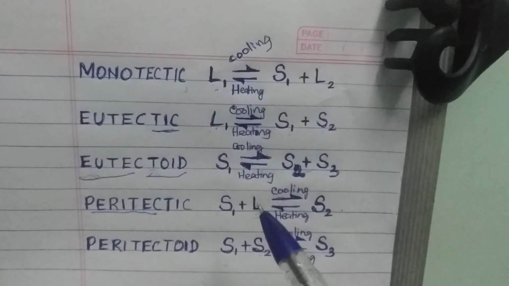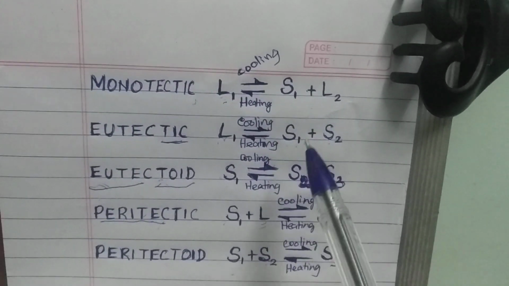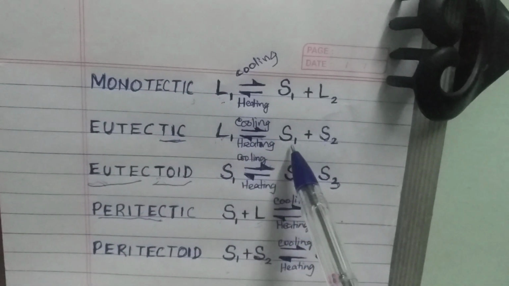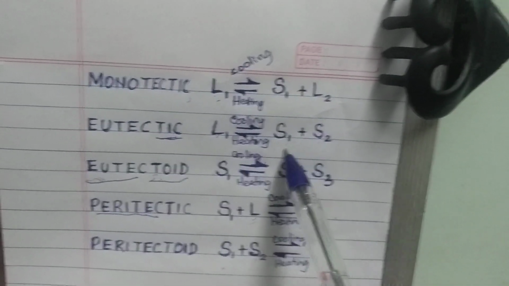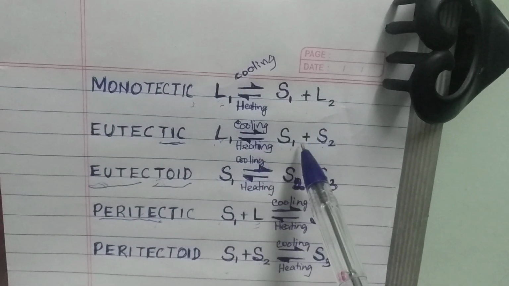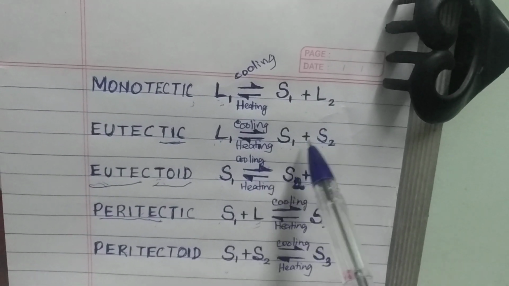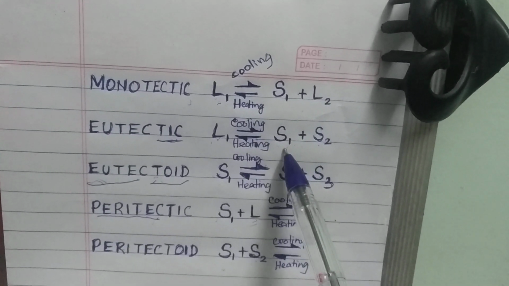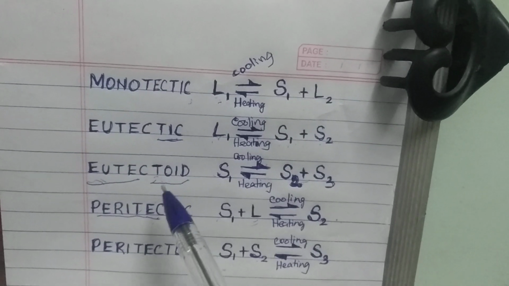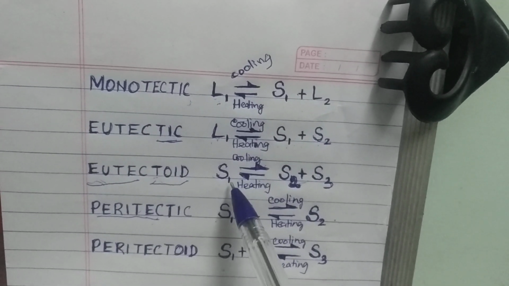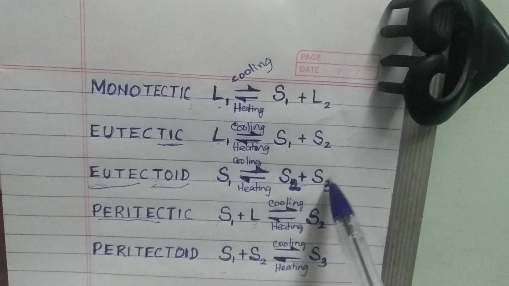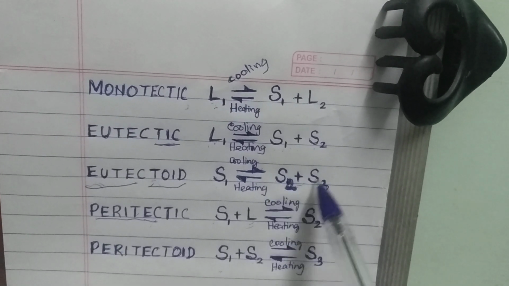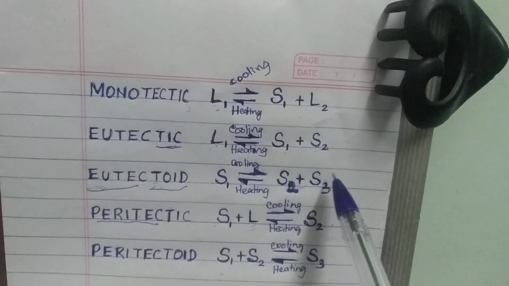And for additional information, in the eutectic reaction, liquid on cooling is converted into a mixture of two new solids. Both are mechanically inseparable and thermally separable. Liquid on cooling is converted into a mixture of solid 1 and solid 2. And in the eutectoid reaction, solid 1 is converted into a mixture of solid 2 and solid 3 on cooling, and these two are again a mechanically inseparable but thermally separable mixture.